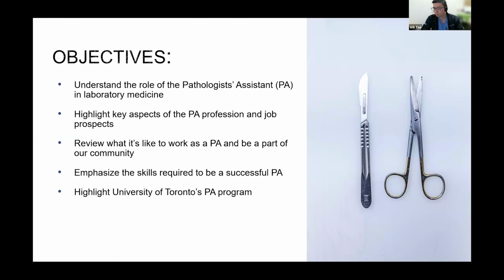For the next 10 minutes or so, I'd like to touch on a couple of things to help everyone understand a little bit more about the PA field and highlight some key aspects about the PA profession and job prospects, going over what it's like to work as a PA and be part of our small community. We'll go over some of the skills that we think are required to be a successful PA, and a little bit about our program specifically, and why our program is a little bit different and unique compared to the other PA programs out there.